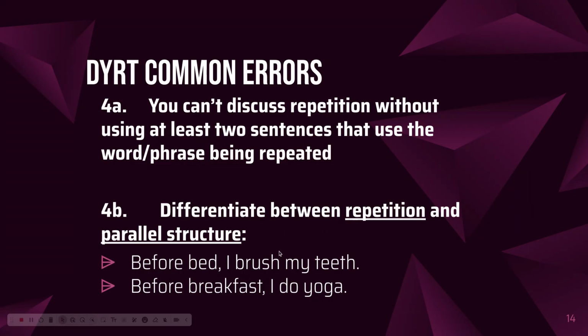If I had these two sentences, one right after the other: before bed, I brush my teeth. Before breakfast, I do yoga. This would not be repetition. Even though the word before is repeated, what this actually is, is parallel structure. You've got the dependent phrase, before bed, comma, and then your independent clause afterwards, I brush my teeth. Then the same structure follows in before breakfast, comma, I do yoga.